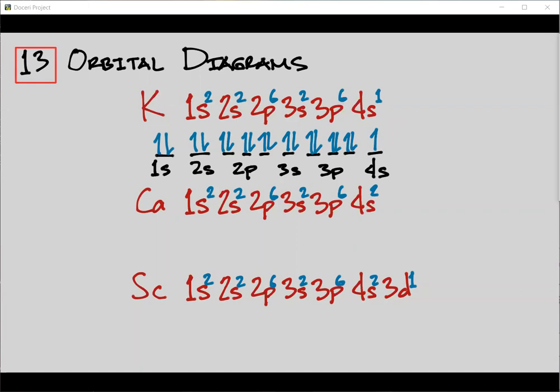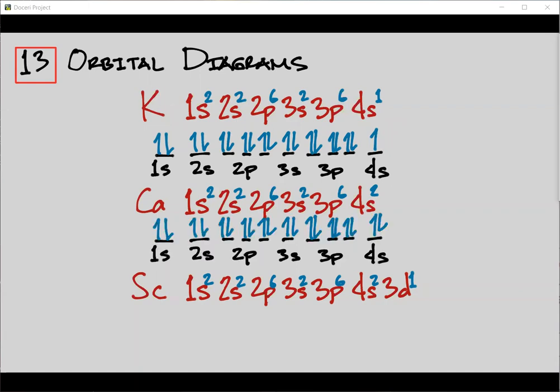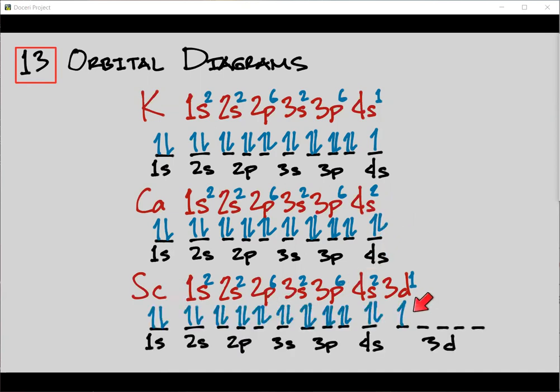And you can do the same thing for calcium and scandium. Looks something like this for calcium, where the 4s contains two electrons. And then for scandium, you have the 4s and the 3d. The 3d sublevel contains a total of 5 orbitals. So you would have 5 boxes or lines here with only one electron, so that would go in the first one by convention.